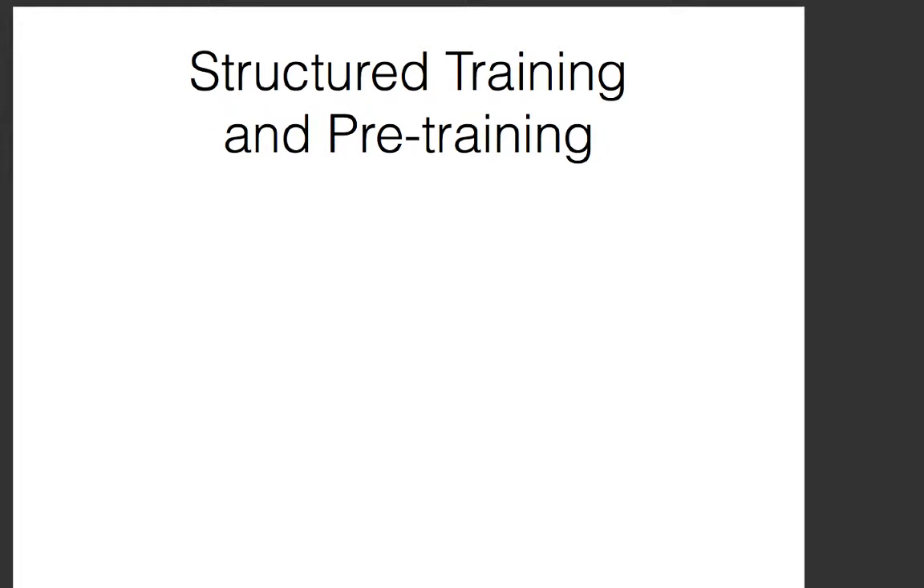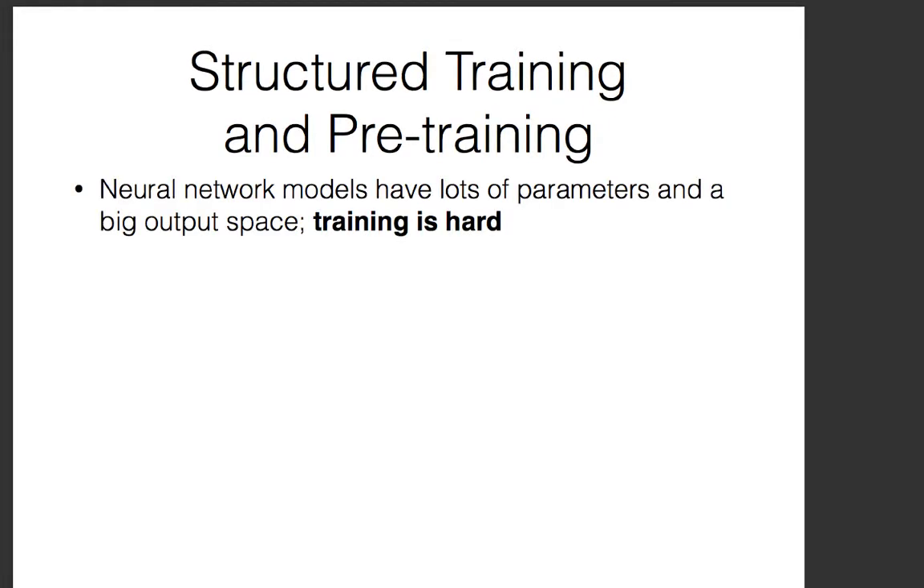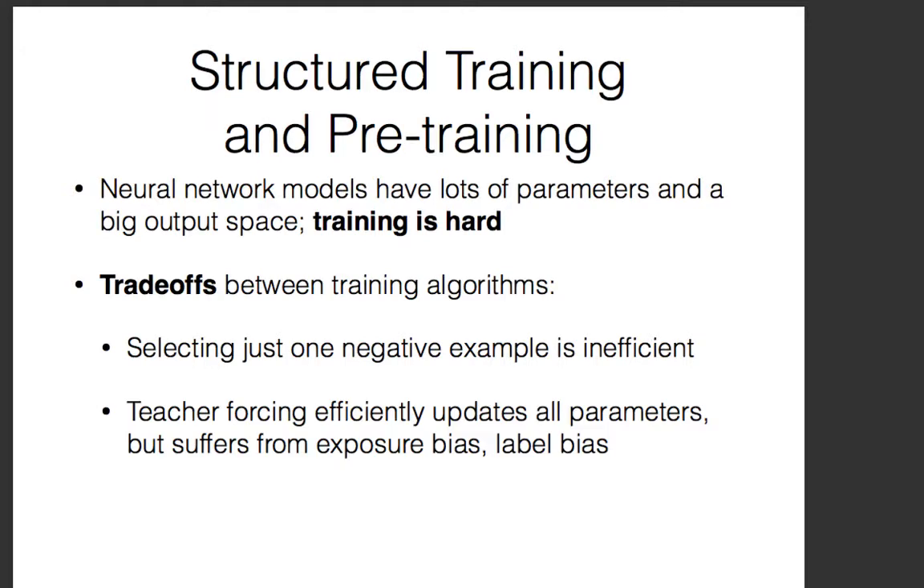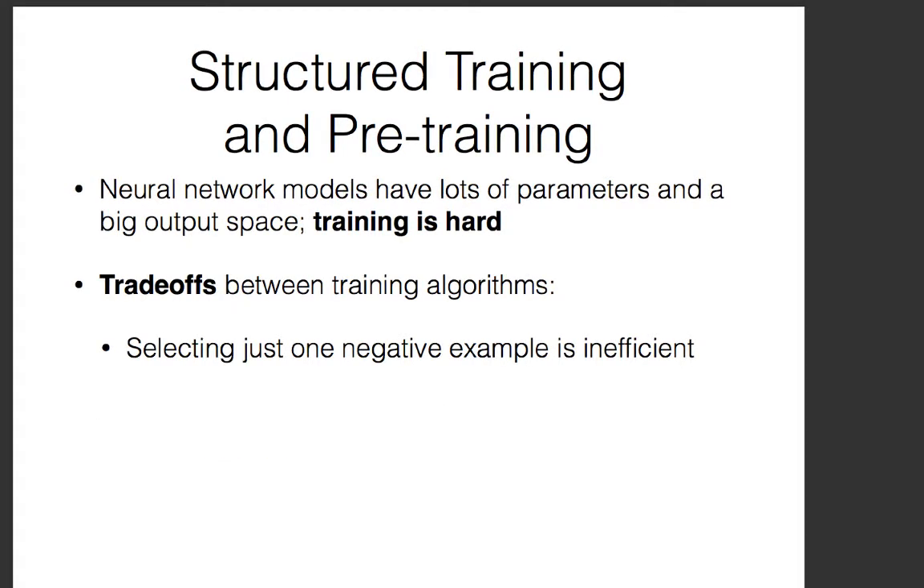So one thing to note when you want to use this structured prediction type loss function, the same goes for any structured prediction type loss function that requires approximating a globally normalized model: neural network models have a lot of parameters and a big output space, so training is hard. And there are trade-offs between the training algorithms. So selecting just one negative example is inefficient. And the reason why it's inefficient is because you're selecting just one negative example.